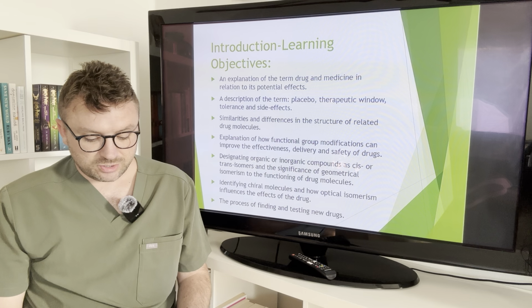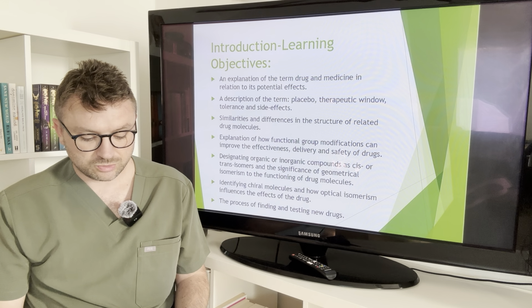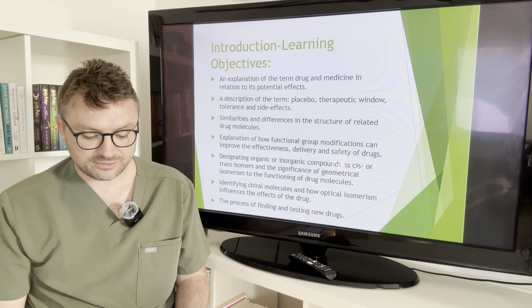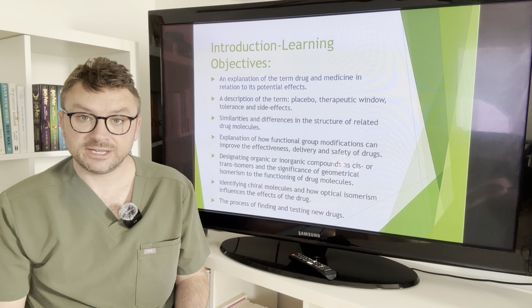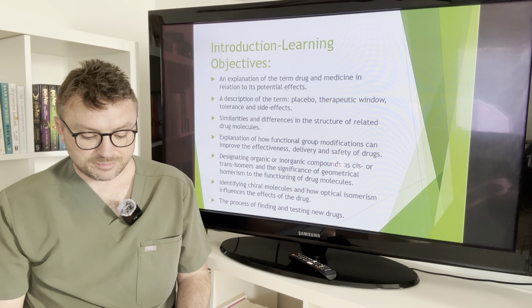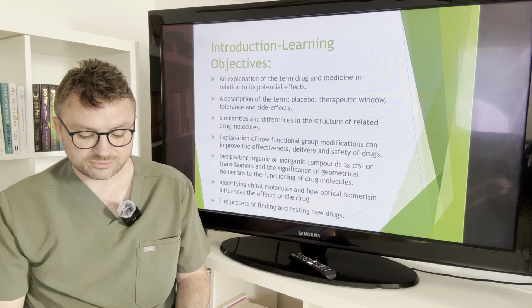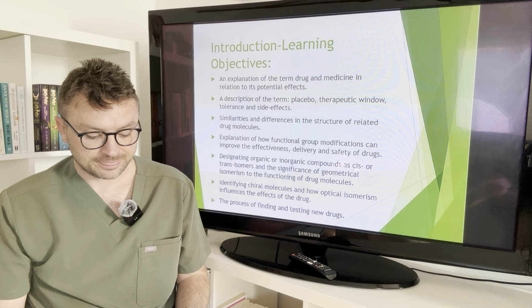During this presentation, I will discuss what drugs and medicines are, the important pharmacological concepts such as placebo effects and therapeutic windows, how molecular structure affects drug action, how new drug candidates are identified, and the increasingly important role of computer technology in drug design. My aim is not only to educate, but also to demonstrate why investment in research remains one of the most important drivers of healthcare innovation and commercial success.